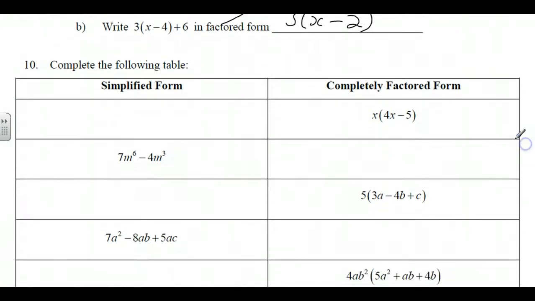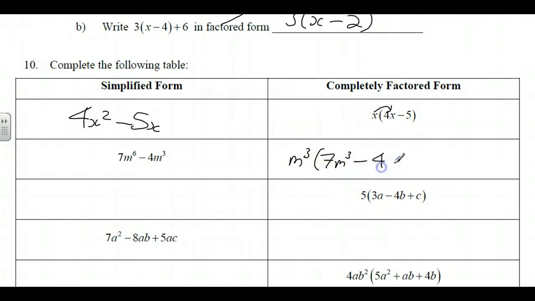Okay, let's complete the table. If that's the factored form, then I need to multiply this out. So the simplified form is 4x squared minus 5x. If this is the simplified form, the common factor is m cubed. There's no number in common since no number goes into both 7 and 4. I want to get m to the 6th, so I need an m cubed. Remember your rules, right? I'm going to add the exponents, minus 4. And that's 7m to the 6th minus 4m cubed. Check.